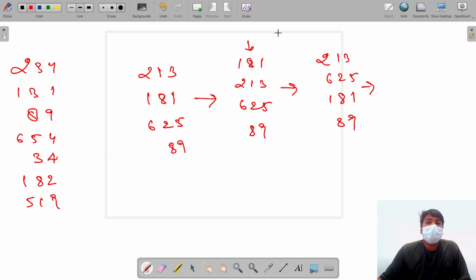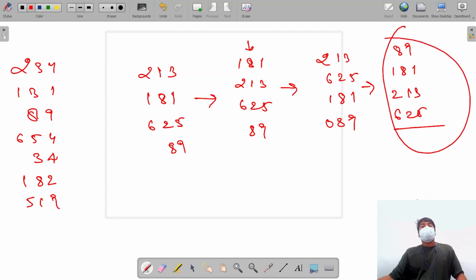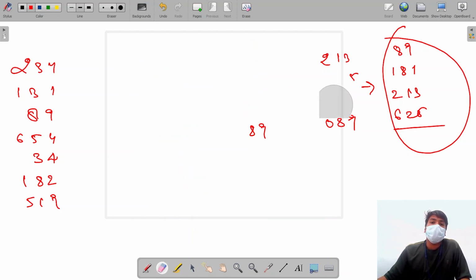And then if I sort this on the basis of the 100 place, then it would be like 0 in this, right? 0 in this, so it would be 89, then 181, then 213, and then 625. So this would be my sorted order. So it is completely sorted now, right? So this is how we are going to use our radix sort.